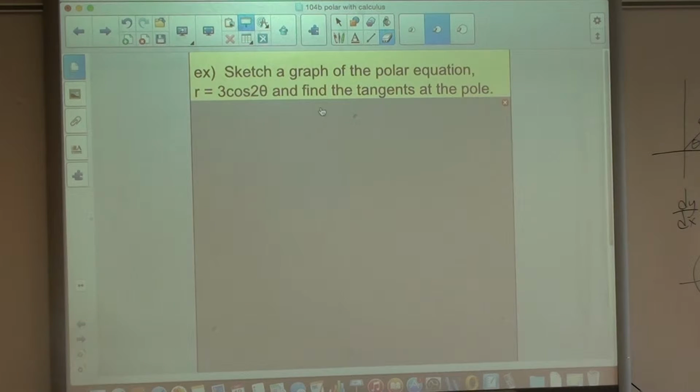Wait, but how would I know that it was a certain thing? And then how would I know how to connect the dots? Well, you have to follow them in order. 5 pi over 6. You were at 0. Your next point is pi thirds, negative 3 halves. So from 0, you go to that point down there. The next point is pi halves, negative 3.